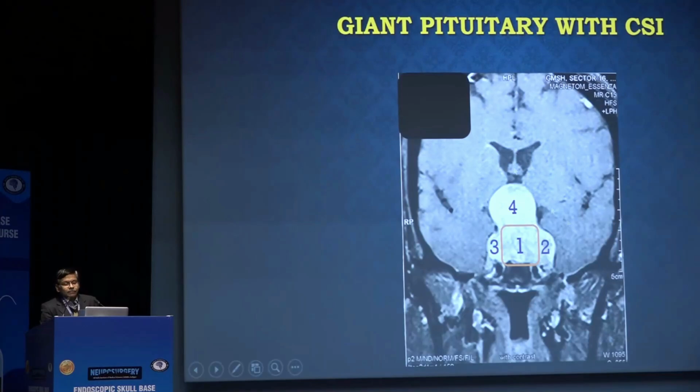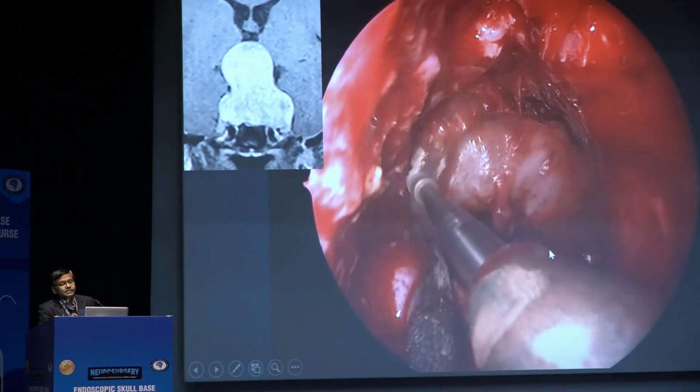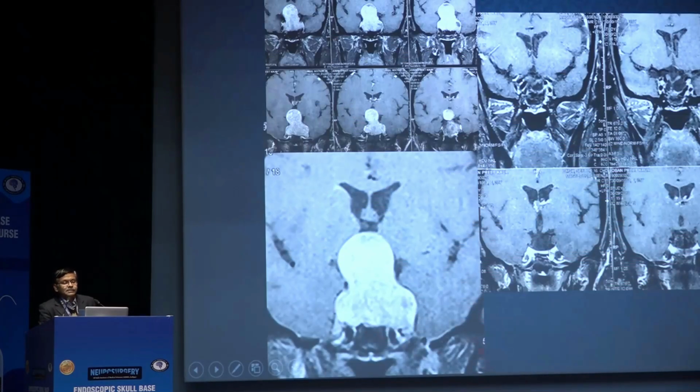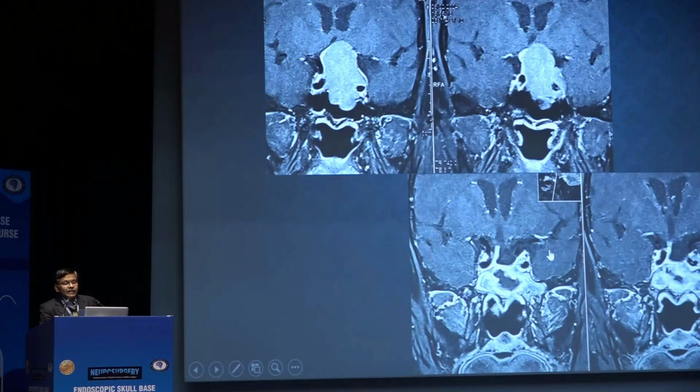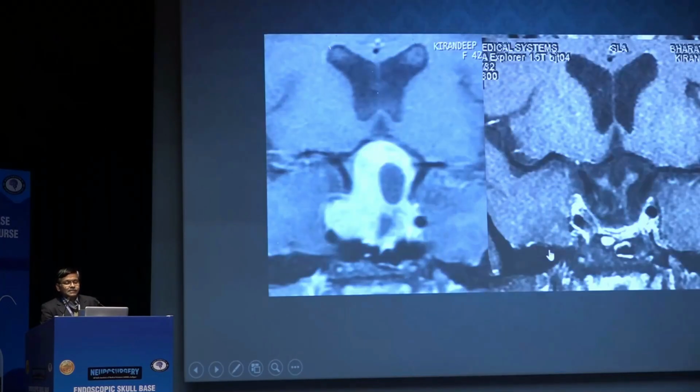So in a giant tumor, first we remove this part, then we remove the cavernous sinus part through the medial transcavernous approach, then we remove the suprasellar part. But again, the risk always remains that if something goes wrong with the transcavernous approach, you may have to leave some behind. So that's why we are only doing the medial transcavernous part, not the lateral transcavernous. The lateral transcavernous approach is done last. I'll skip the video. This is the end result of this patient. So this is the way we deal with giant tumors with cavernous sinus invasion.